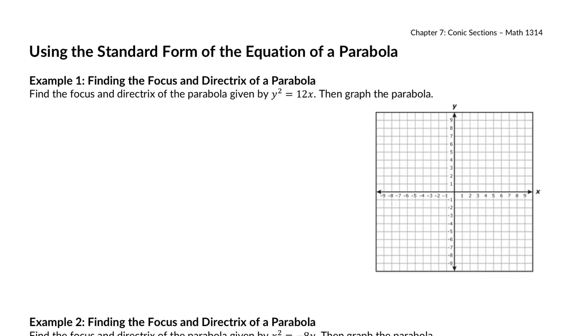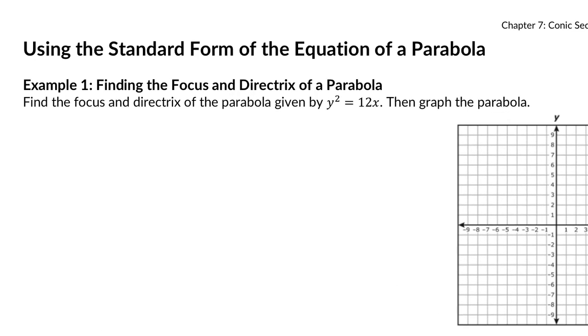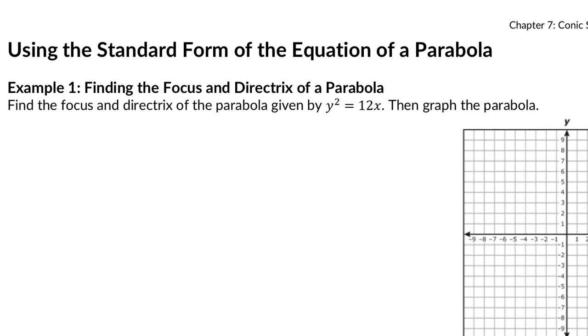Here we go. We're going to find the focus and directrix of the parabola given by y squared equal to 12x and then graph the parabola. Here's what I know first. Because this says y squared instead of x squared, I know that we're either going to have a parabola that opens to the left or opens to the right. So those are my two options.